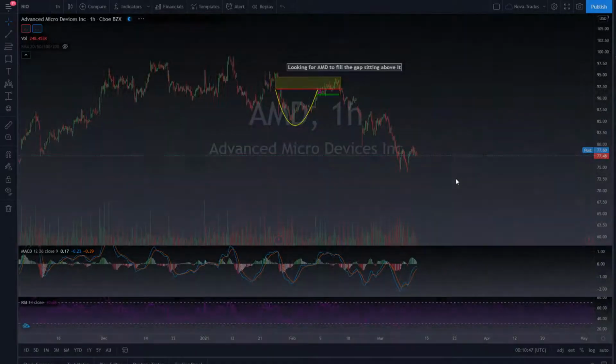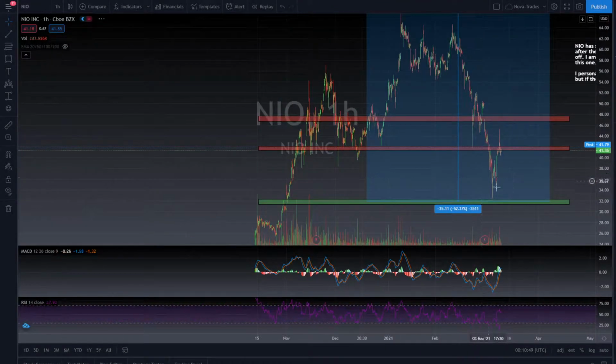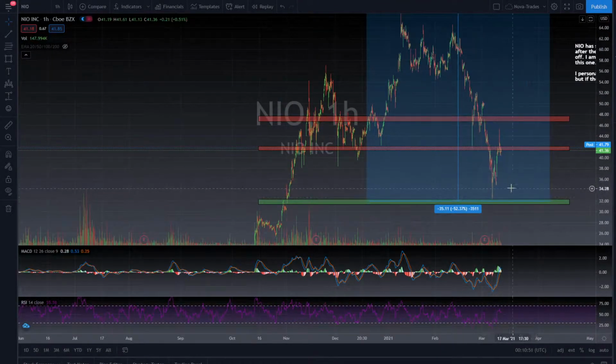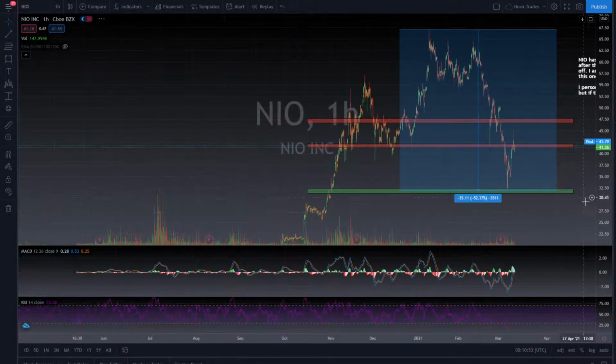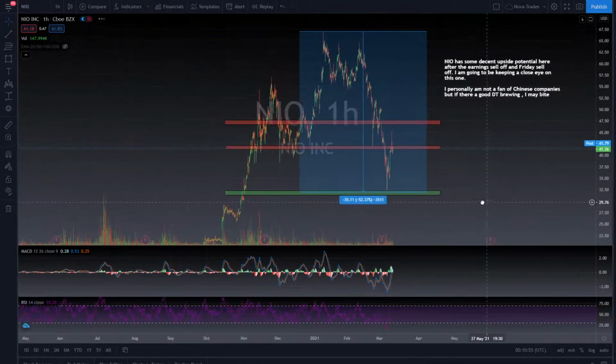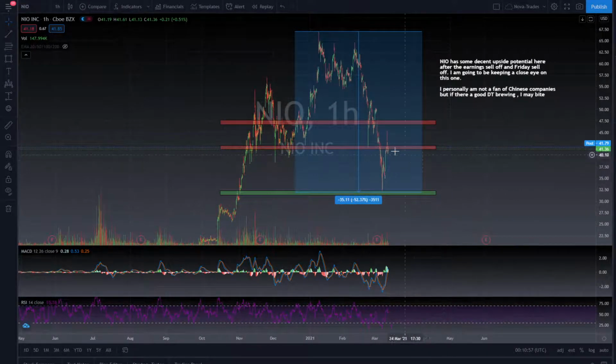Neo, yeah, Neo bounced off that support we charted for it. Kind of consolidating right now around that resistance line. I think I have Neo coming back up to like the 50, 54-ish range and then completing that right shoulder for this massive head and shoulders pattern it's making itself.